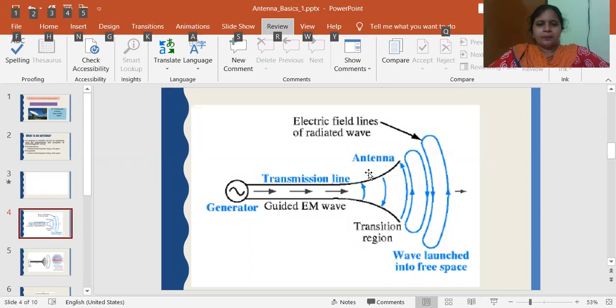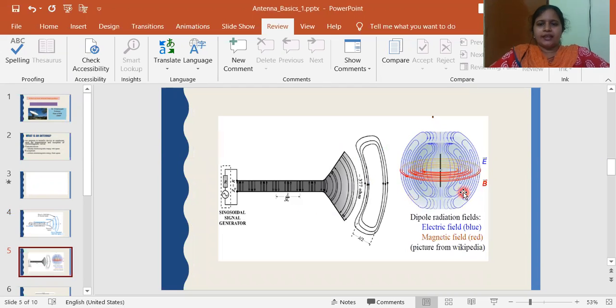So this is the basic antenna construction. It contains mainly three parts: generator, transmission part, and the antenna part. So generator generates energy. It will be traveled, and this is the antenna part. It will radiate energy into the space. So the radiated energy contains electric field and magnetic field as shown in the figure. E and B are perpendicular to each other.